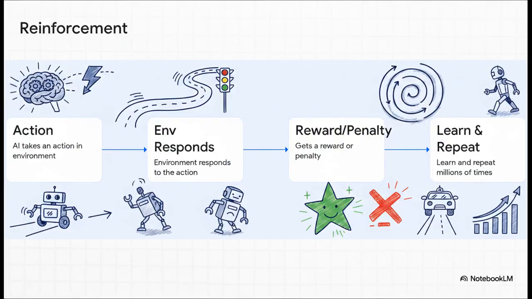The third main type is reinforcement learning. And honestly, this brilliantly illustrates how machines learn through sheer trial and error. The AI, which we sometimes call the agent, takes an action. Then the environment responds. If the action was good, the AI gets a reward. If it was bad, it gets a penalty. Then it learns from that and repeats the process millions of times. This is the exact framework they use to train self-driving cars to stay in their lanes, or how they teach Boston Dynamics robots how to walk.